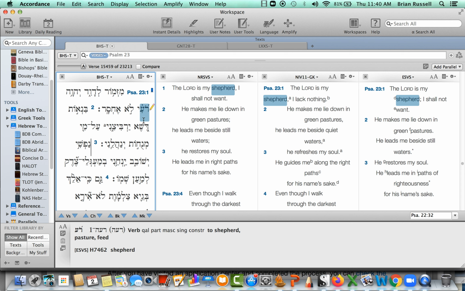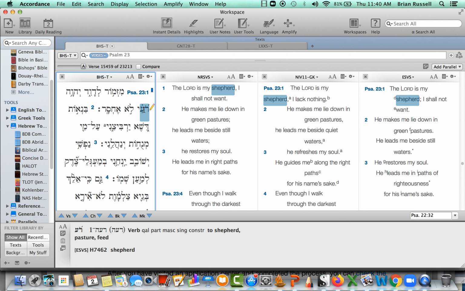Then we get a word, roi. Now the hireq yod there is a pronominal suffix. That's where the my is coming from. And notice the word for shepherd. It's not actually a noun. It's a verb. It's a qal participle, masculine singular, with a first common singular suffix on it. So to analyze this properly, we're going to have to analyze it as a verb.